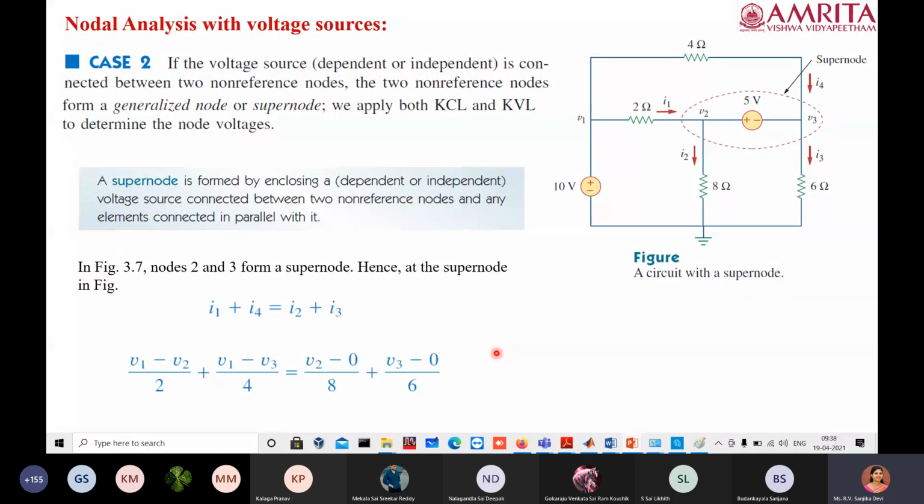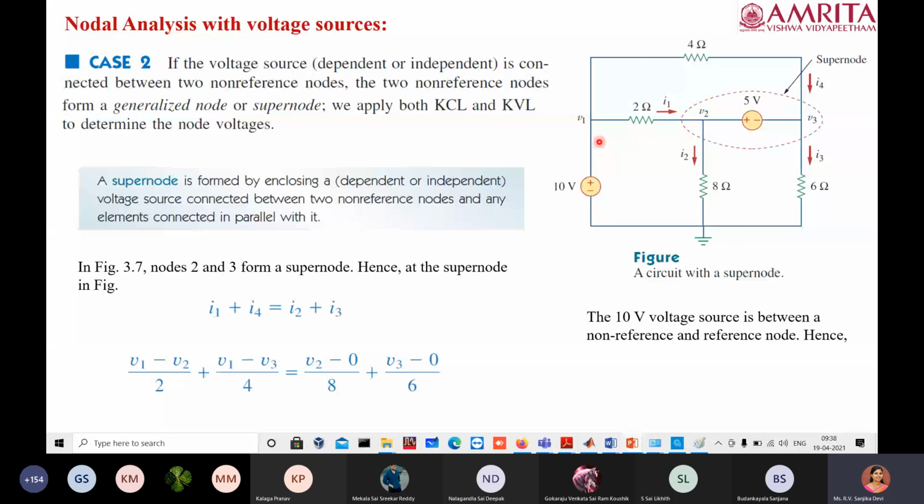Okay. However, if you see here, we have a 10 volt source connected between this non-reference node V1 and the ground. So from the circuit, we can directly write V1 is equal to 10 volt, right? That will help us reduce the number of equations. So one nodal voltage can be directly determined based on this voltage source. So V1 is equal to 10 volt.